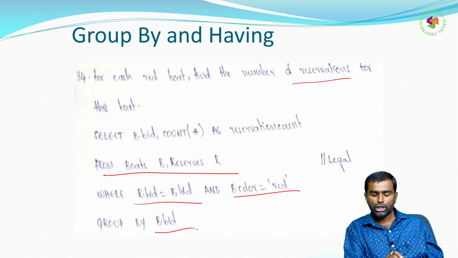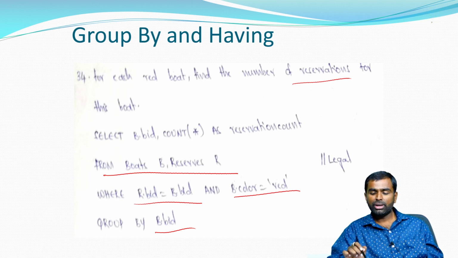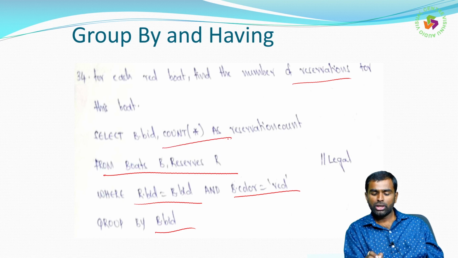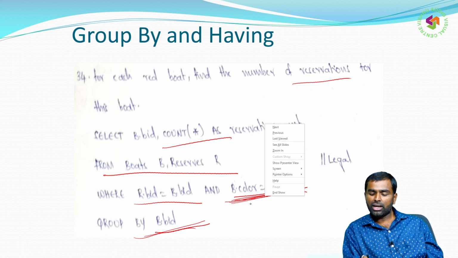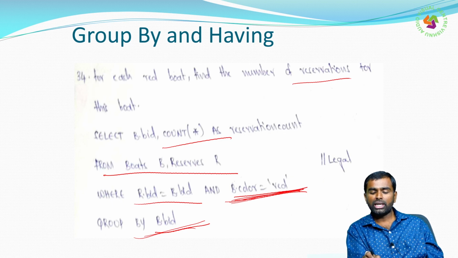Group by B.BID, so the boats can be divided into different groups. Based on color, the red boats can be divided into one group. For each red boat, you need to find the number of reservations, the count. For red boats, you are dividing boats into different groups, and in those groups the red color boats are counted. How many red color boats are there? That count can be retrieved as output.